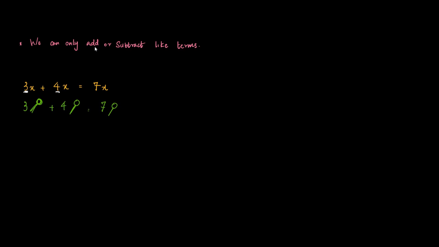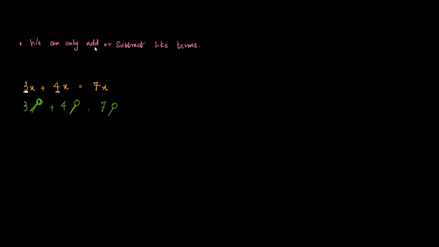So when you're adding two algebraic terms, what you're doing is essentially just adding the coefficients, because it's just 3 of something and 4 of the same thing. It's just 7 of the same thing, right? So 3x plus 4x is just 7x and not 7x squared or anything else.